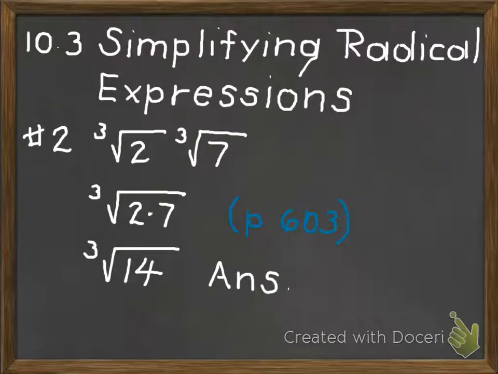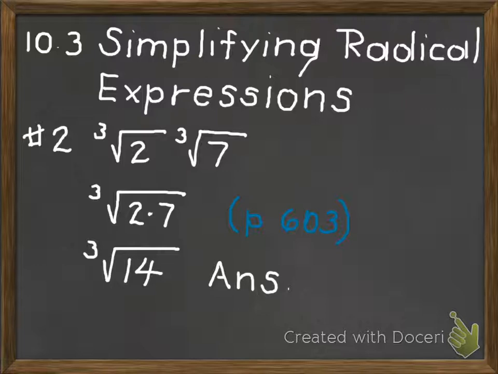Section 10.3, Simplifying Radical Expressions. Number 2, the cube root of 2 times the cube root of 7. We're supposed to use the product rule to multiply. The product rule is given on page 603 of your text.